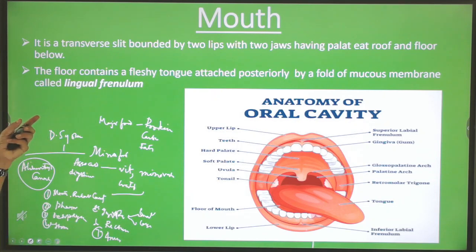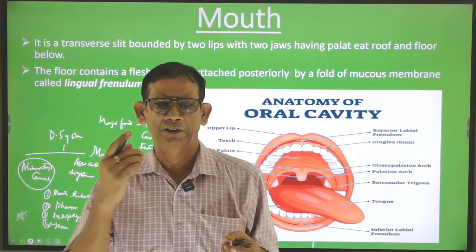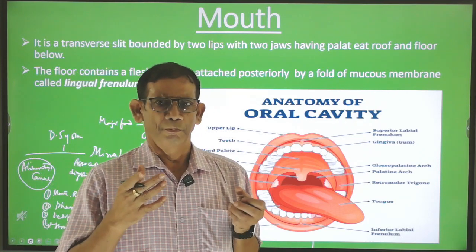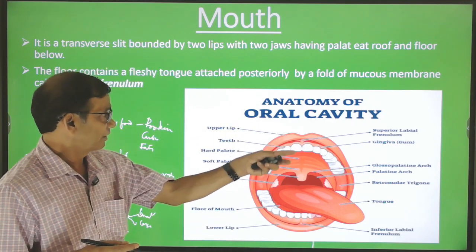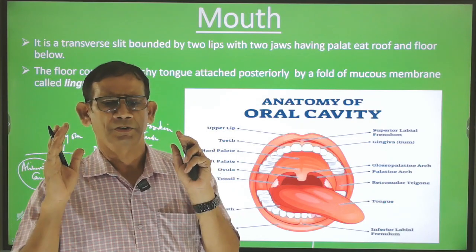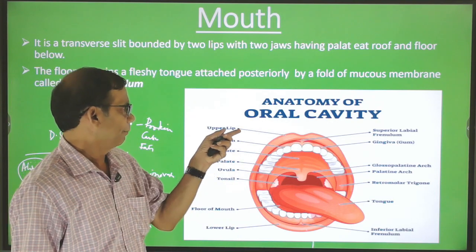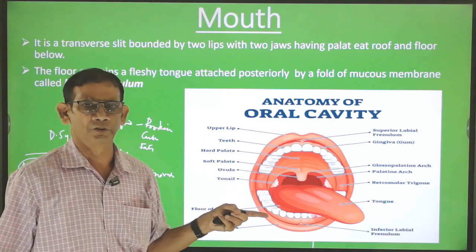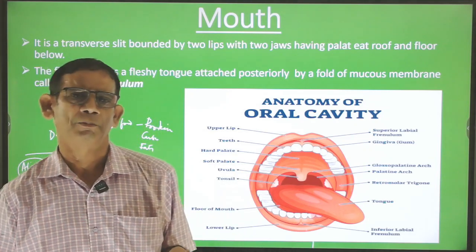So the first one is the mouth. What is the mouth? The mouth is a small transverse slit present in our facial region. It leads into a cavity called the buccal cavity. Here is the anatomy of the buccal cavity. The cavity has two cheeks on the two sides, and the upper and lower sides are bounded by two jaws, the upper jaw and lower jaw. Both these jaws have four types of teeth: incisor, canine, premolar, and molar.